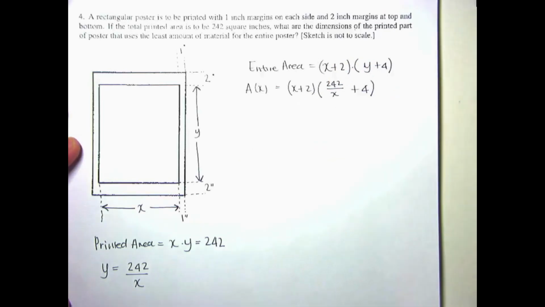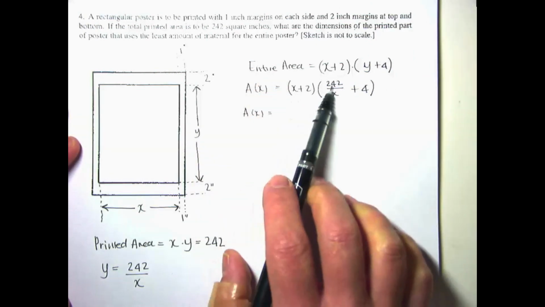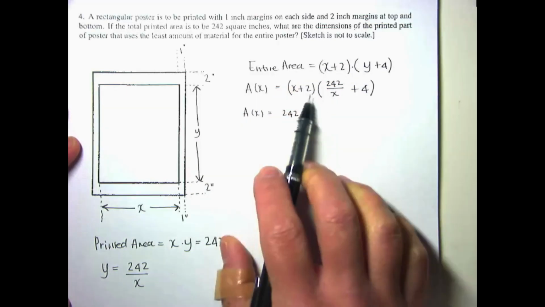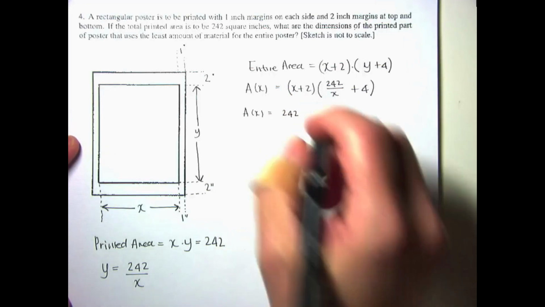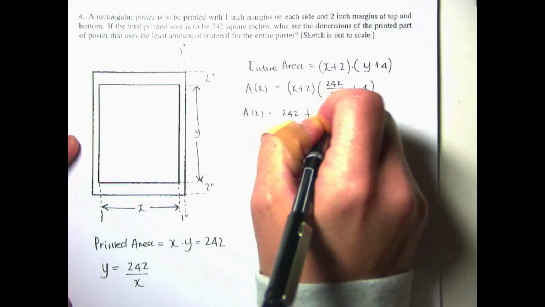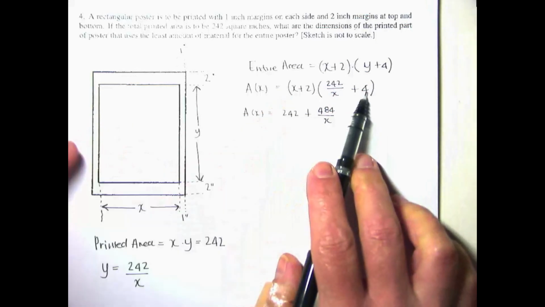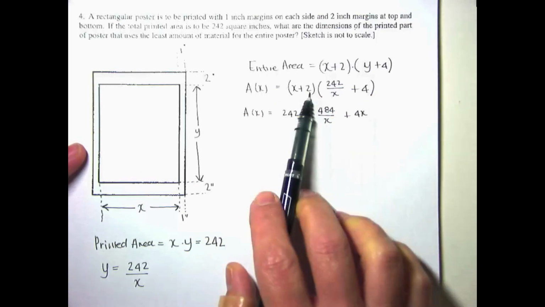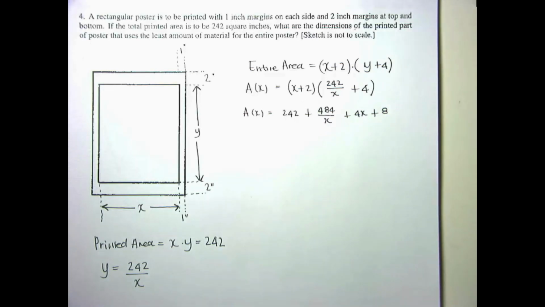All right, I'm going to clean this up. I'm going to definitely FOIL out here. So when I FOIL out, this area equation is going to be, let's see, x times 242 over x. That's just equal to 242, first times first. All right, when I multiply the insides together, 2 times 242 over x, this will become plus 484 divided by x. Multiply the outsides together, 4 times x. Well, that's just 4 times x. And then finally, last times last, 2 times 4 is plus 8.